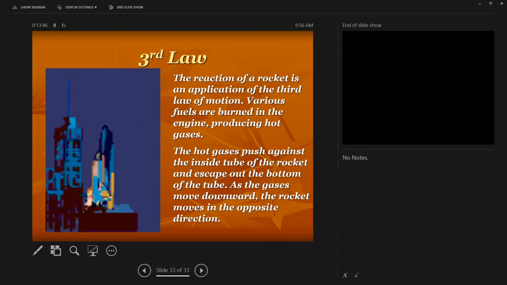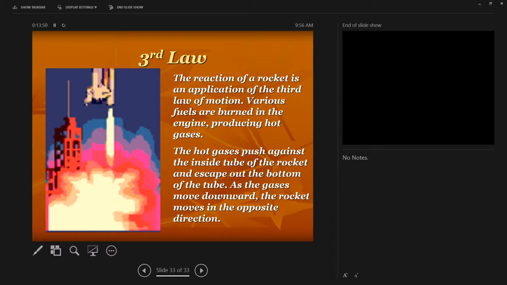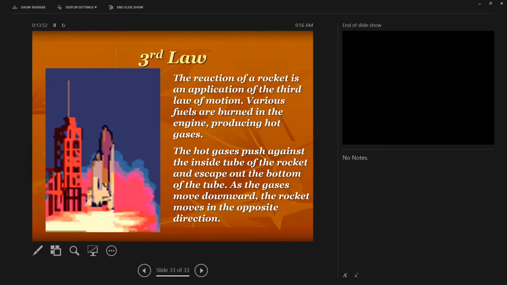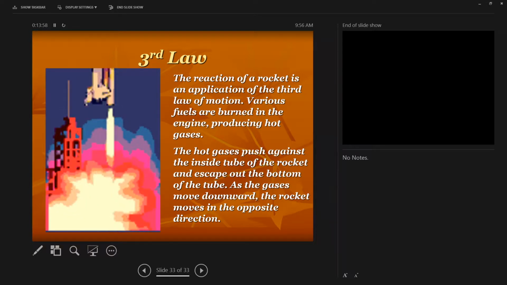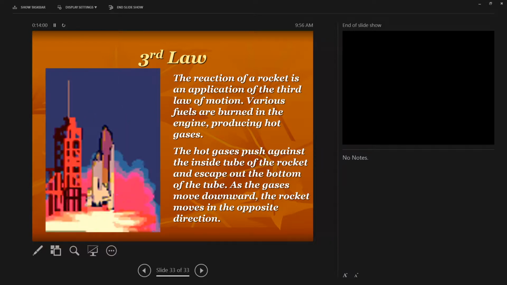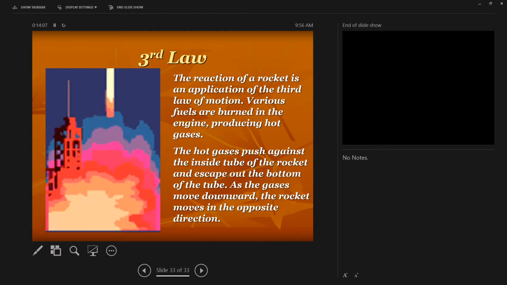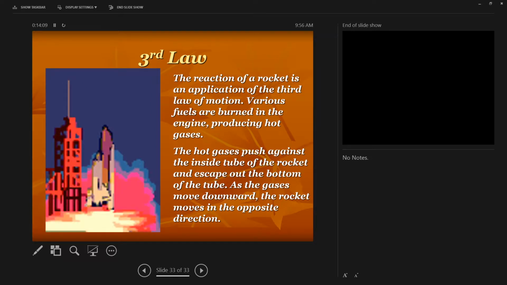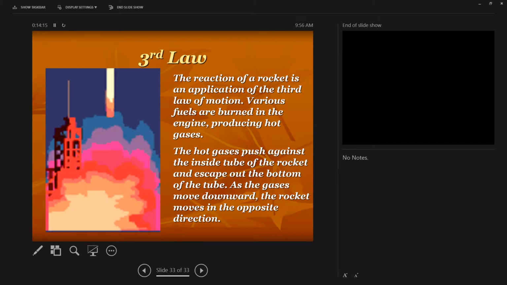The reaction of a rocket is an application of the third law of motion. Various fuels are burned in the engine, producing hot gas. This hot gas pushes against the inside of the tube of the rocket and escapes out the bottom of the tube. As the gases move downward, the rocket moves in the opposite direction. So the rocket is pushing the gases downward, and because it's pushing downward, the gases are going to push upward onto the rocket.